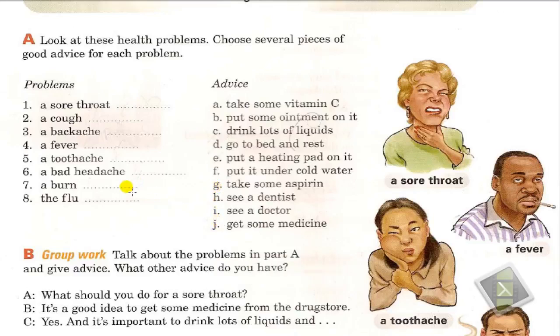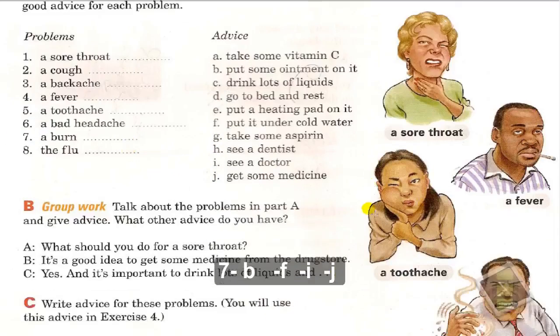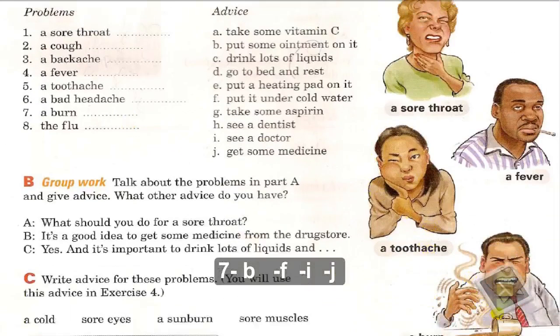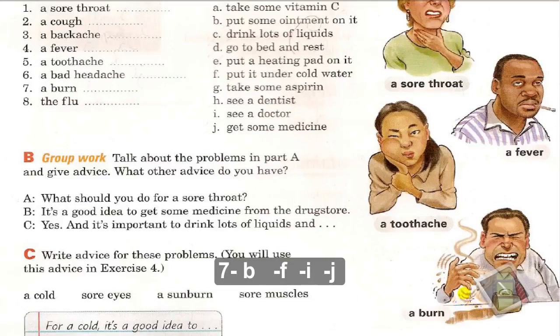A burn. This is a burn. For a burn, the answers B, F, I, J. It's important to put some ointment on it. A burn comes from hot liquids, hot coffee, hot tea, on your skin. For a burn, the answers B, F, I, J. It's important to put some ointment on it.